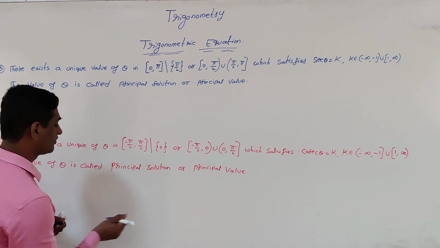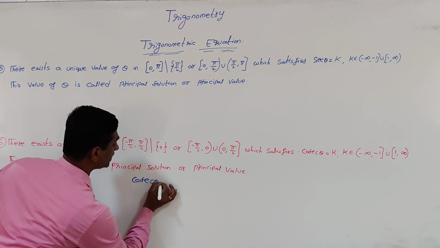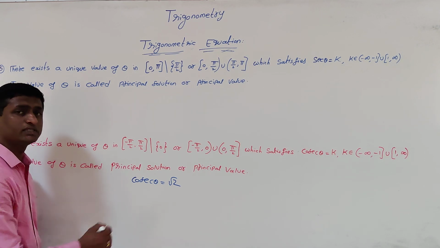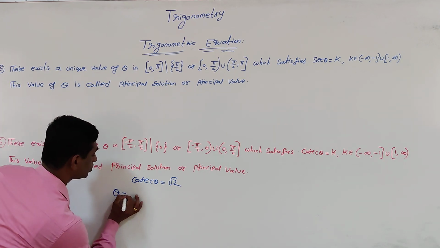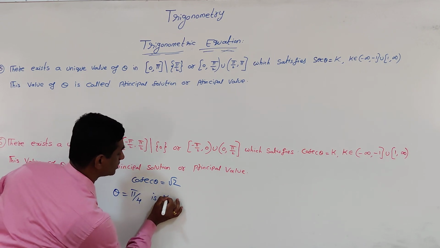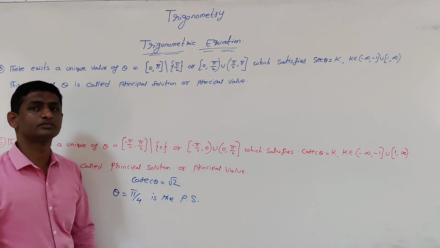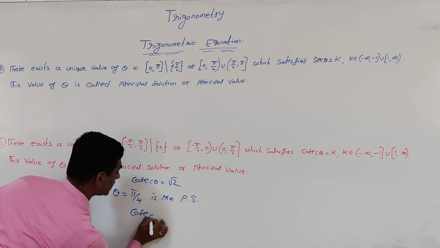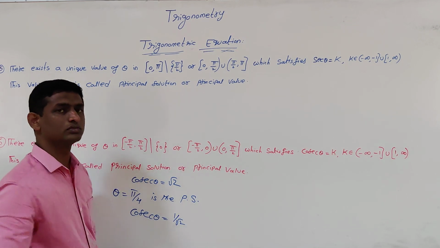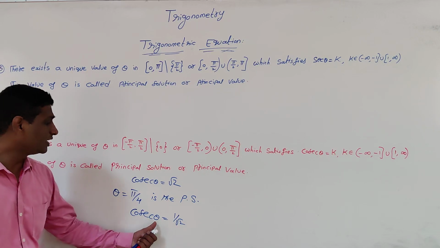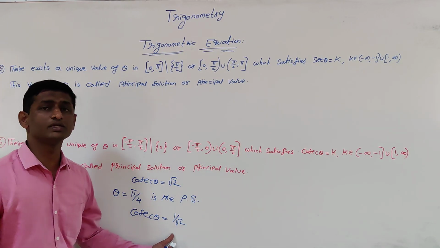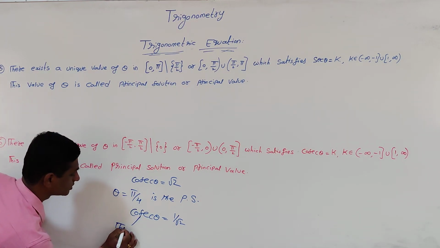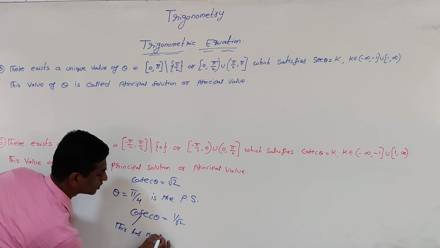For example, if I go for cosecant theta is equal to root 2, then what is theta? Theta is equal to pi by 4, which is the principal solution. Suppose I go for cosecant theta is equal to 1 by root 2. 1 by root 2 is not included in the range. So it is an equation, but it has no solution.